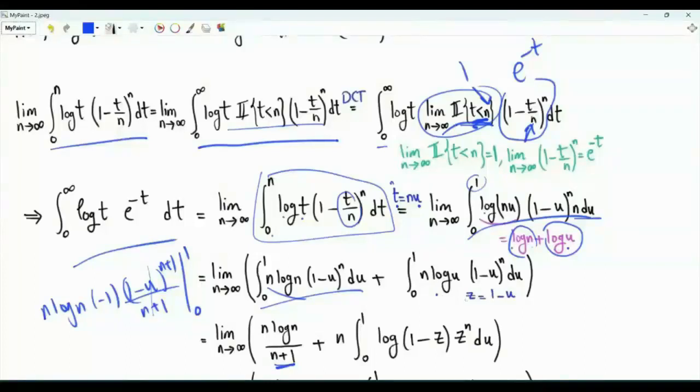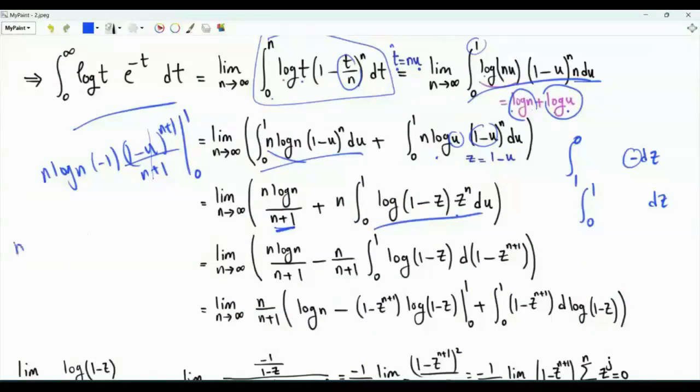For the other integral, let's do the substitution z equal to 1 minus u. When u is 0, z is 1. When u is 1, z is equal to 0. du is equal to minus dz. So we can use this minus sign and make the integration from 0 to 1. This u becomes 1 minus z, and this 1 minus u becomes z.